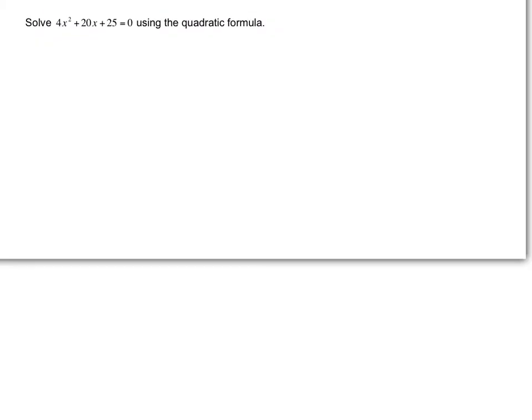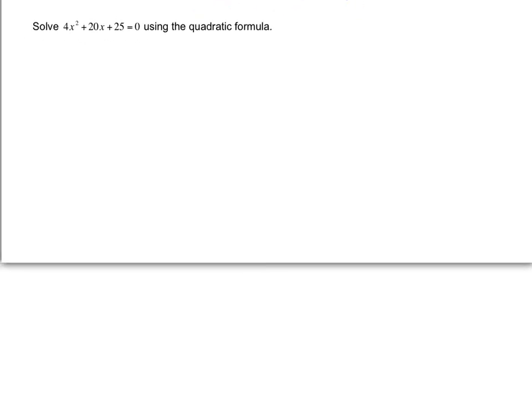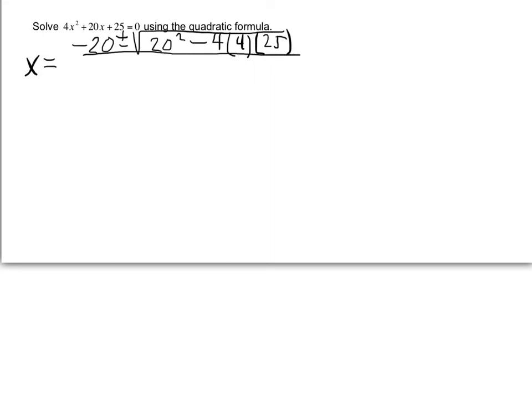Here's another example using our quadratic formula. And again, we're just going to get right to this one. I'm going to do x equals. This time my b value is a positive 20, so I can just put in negative 20. We're doing plus or minus, the big radical sign to give us some room underneath. Then underneath we're going to do 20 squared minus 4. My a value is a 4. My c value is a 25. And again, all of that is my numerator, and it is over 2 times a, which is 2 times 4.